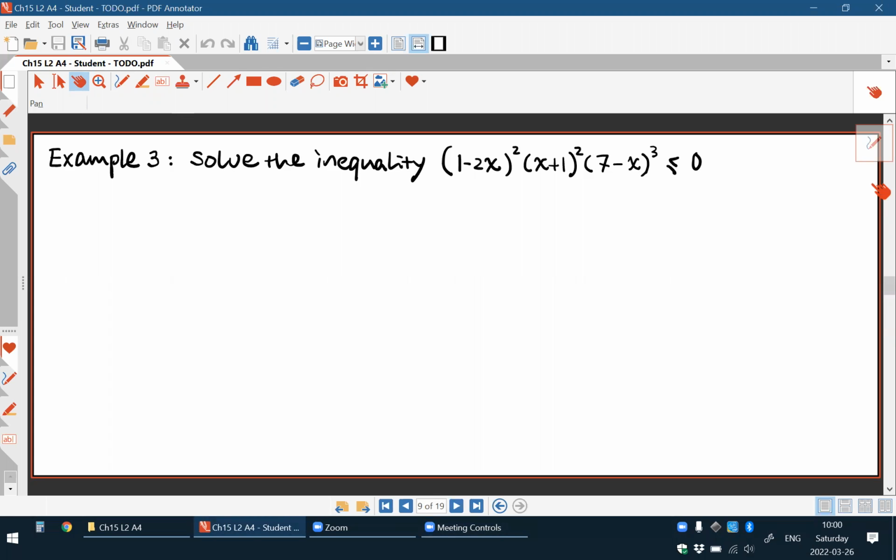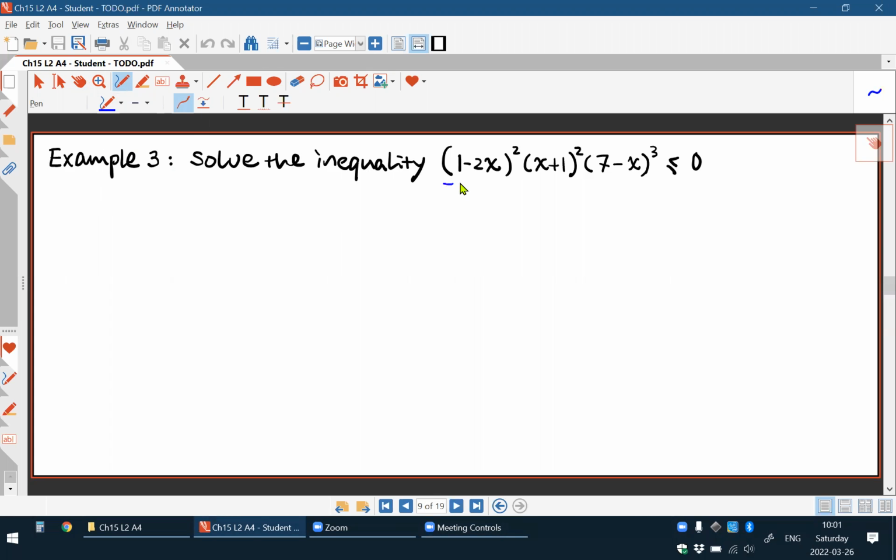So basically, on this sheet, we need to solve an inequality like this, right? You can refer to this page. Last time we haven't done example 3 and 4, so let's have a look at example 3 and 4 first, okay? Example 3, solve the inequality here.